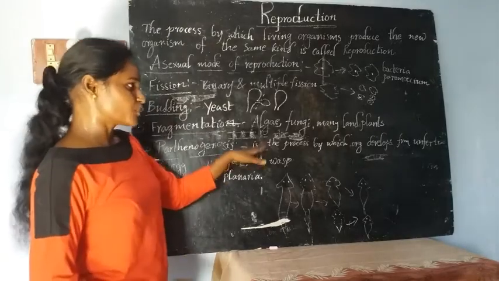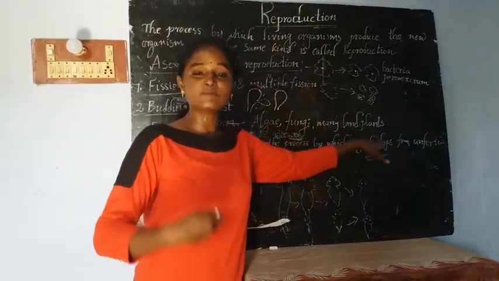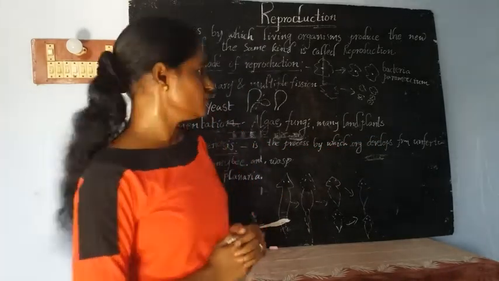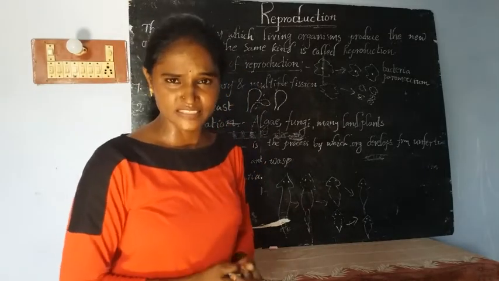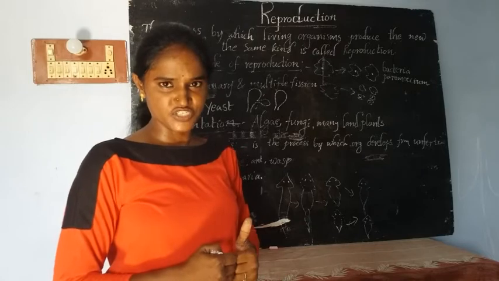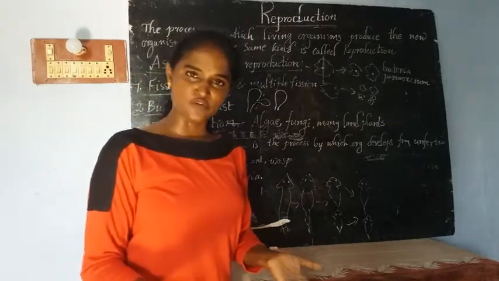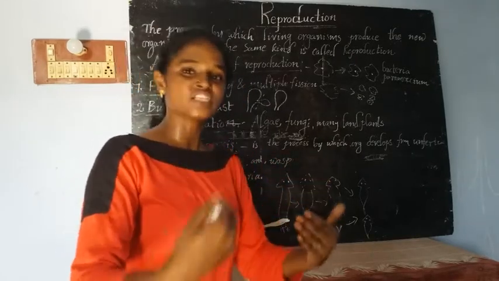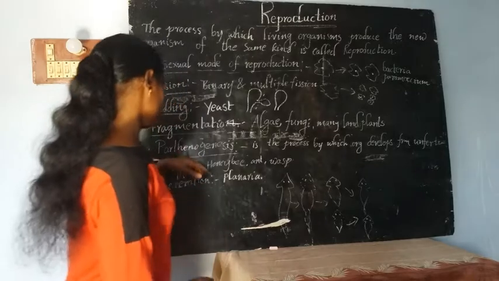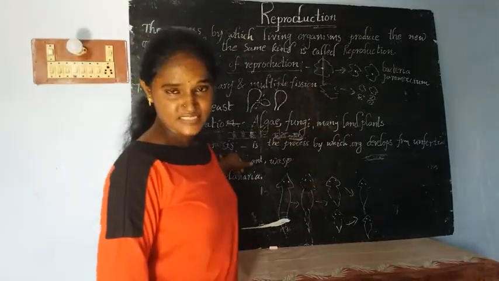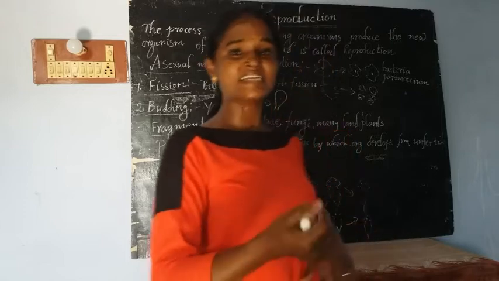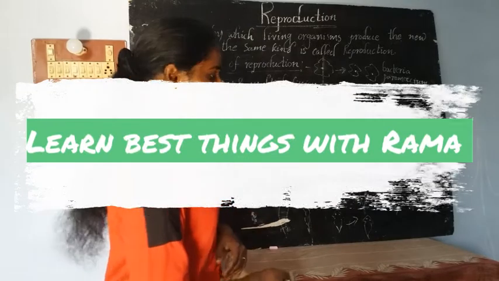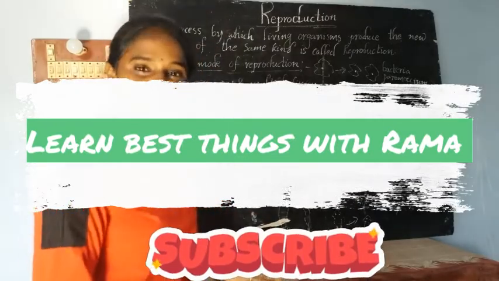Parthenogenesis is the process by which an organism develops from an unfertilized egg. I already told you that here we do not find any gametes. Without gametes, no fertilization. Without fertilization, no zygote. But here, without fertilization, the ovum directly grows into a new organism. That's why we call this process parthenogenesis. And nowadays we are finding seedless fruits. By using the parthenocarpy method, many people are producing seedless fruits.